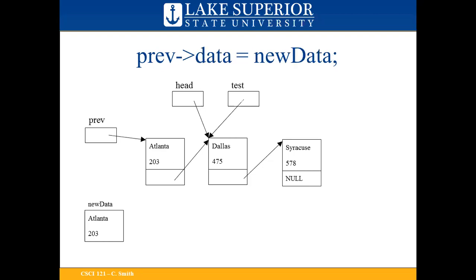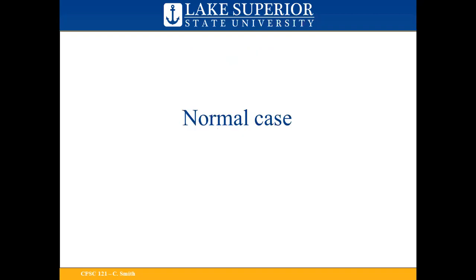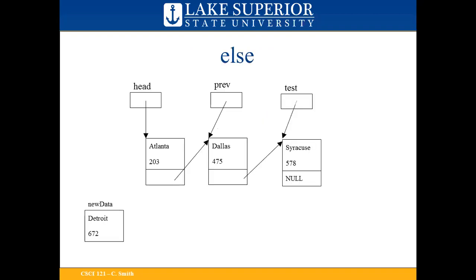So then we copy over the data, prev arrow data is equal to new data, and then we've got to fix head, because head has to move back, so it's pointing at Atlanta. Fortunately, previous is exactly that address we need, so all we have to do is say head equals previous. Fixes it up, and we're out. And then last but not least, we have our normal case. And so the normal case, we've walked previous and test down the list, found an insertion spot, and it's in the middle of the list.